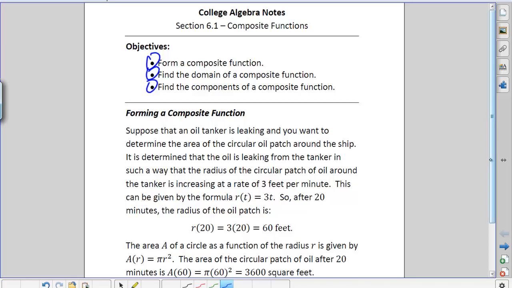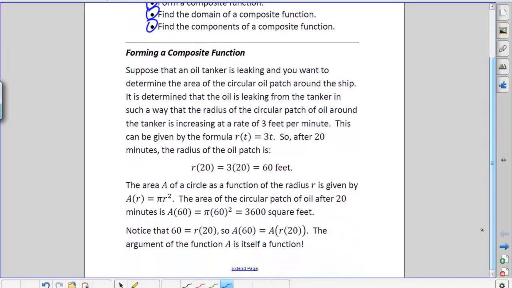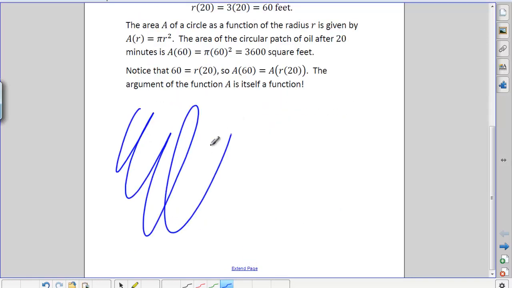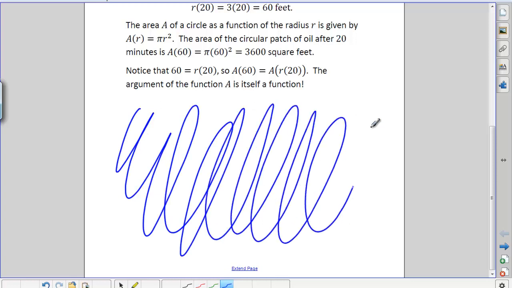So first, let's just define what a composite function is. There's kind of an application or an example of a situation here. It says, suppose that an oil tanker is leaking and you want to determine the area of the circular oil patch around the ship. So you can imagine the situation here. You're out in the ocean and there is an oil tanker that's leaking.